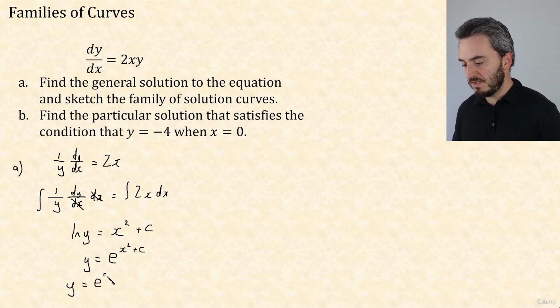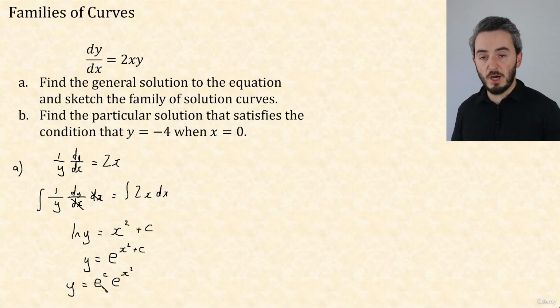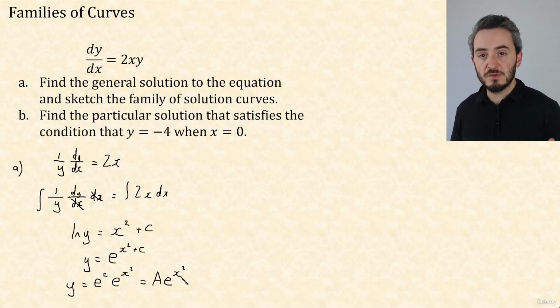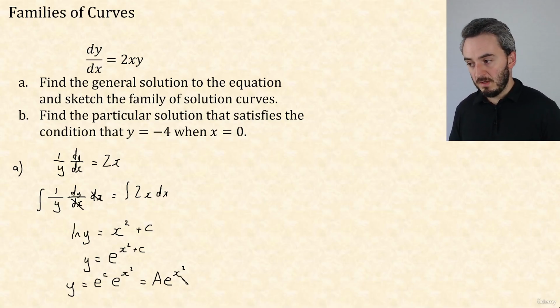So that's e to the c times e to the x squared. And then saying, well, look, e to the c, that is just an arbitrary constant as well, and we can just rename that. And often we'll call them capital A. So A e to the x squared. And so there, y equals A e to the x squared. That is the general solution to this differential equation.